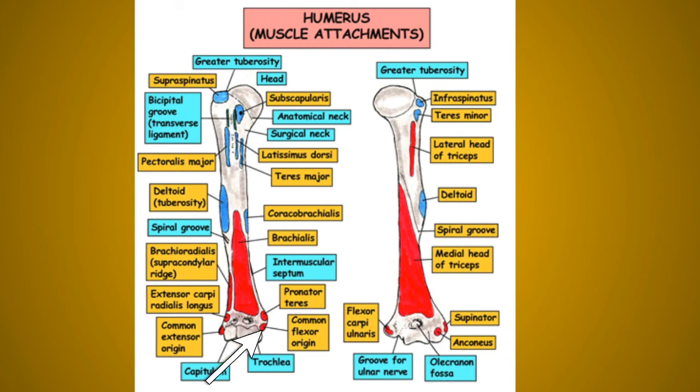The superficial flexor muscles of the forearm basically arise by a common origin from the anterior aspect of the medial epicondyle, and this particular area is known as the common flexor origin. Why? Because over here the superficial flexor muscles basically originate from the medial epicondyle. That's why this particular medial epicondyle is also known as the common flexor origin.